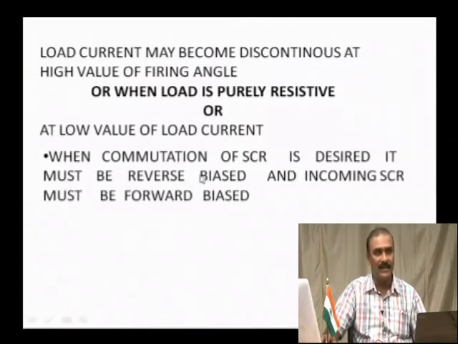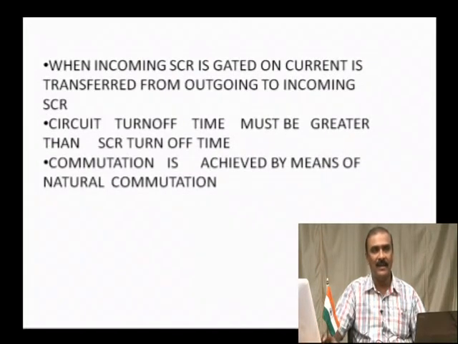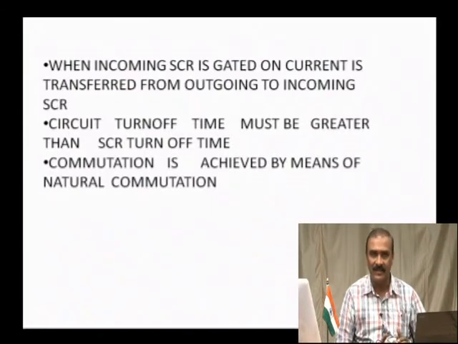When commutation of an SCR is desired, it must be reverse biased and the incoming SCR must be forward biased. So, what are the points to remember? When commutation of any SCR is desired, it should be reverse biased. The incoming SCR must be forward biased. This is one point to remember. The next point is, when the incoming SCR is gated on or fired, the current is transferred from the outgoing to the incoming SCR. When an SCR is triggered, we call it the outgoing thyristor, and the other set is the incoming one. So, in each cycle you have incoming as well as outgoing thyristors.